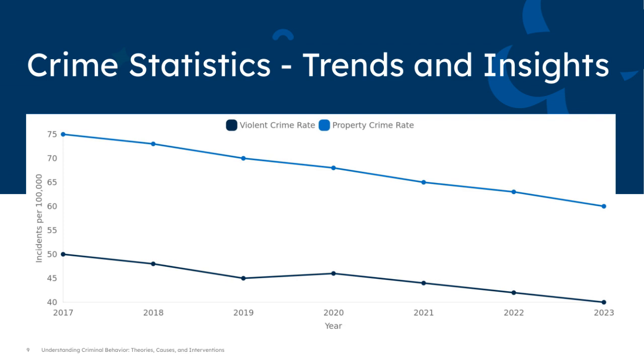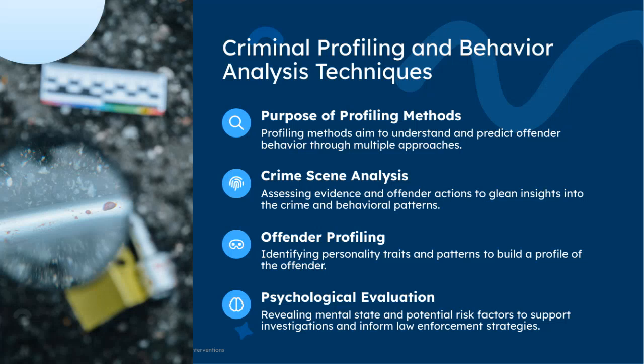Criminal profiling and behavior analysis are crucial tools in understanding and predicting offender behavior. The primary purpose of these profiling methods is to use various approaches to get a clearer picture of the offender's actions and motivations. One key technique is crime scene analysis, where we carefully examine the evidence and the offender's actions at the scene. This helps us uncover patterns that may reveal important details about the crime.